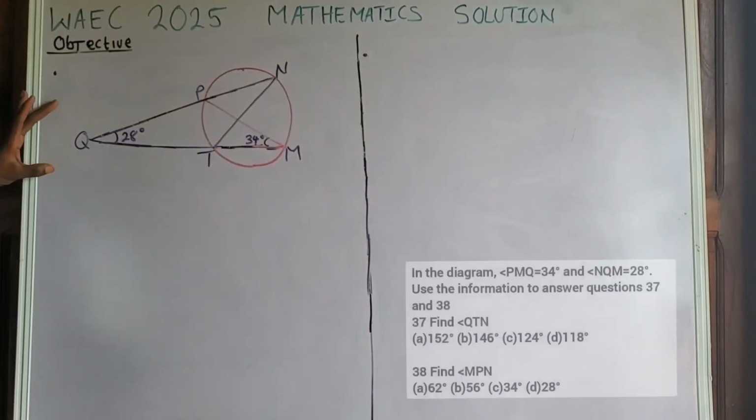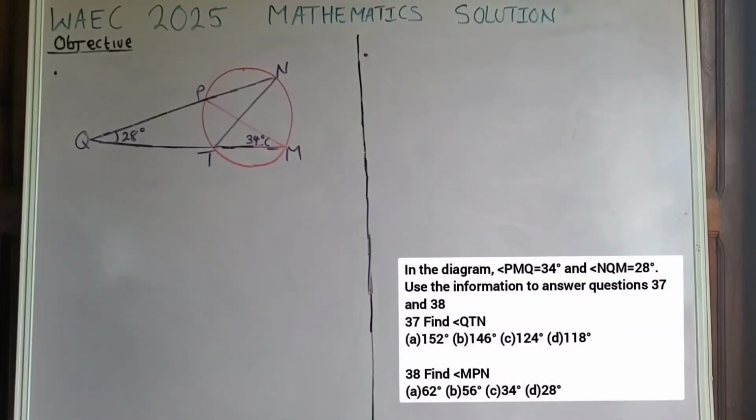Let's consider the diagram that we have on the board. In the diagram, angle PMQ equals 34 degrees and angle NQM equals 28 degrees. Use the information to answer questions 37 and 38. Question 37 is this.